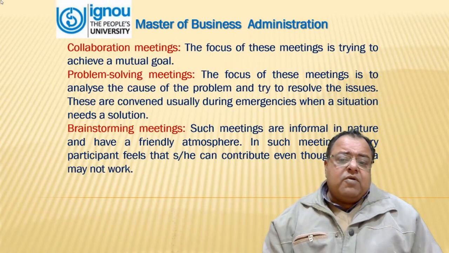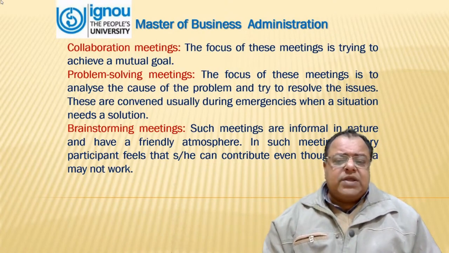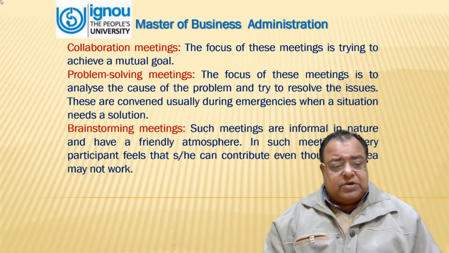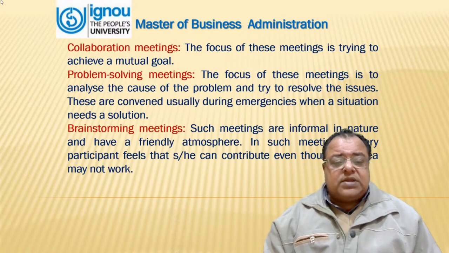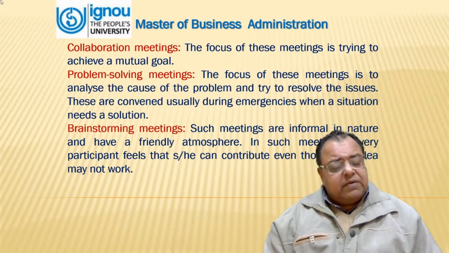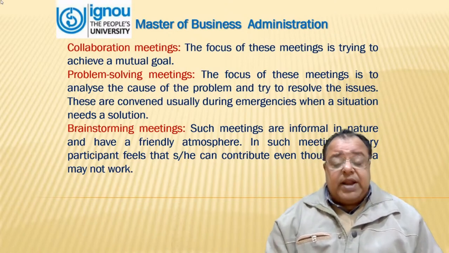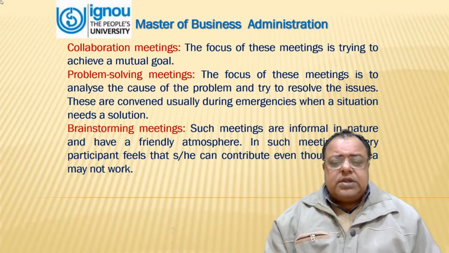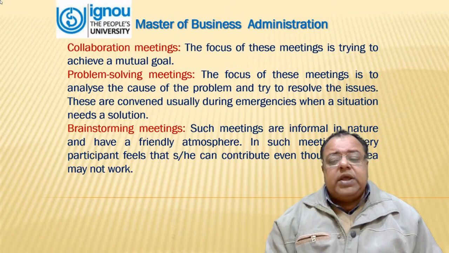Collaboration meeting. The focus of these meetings is trying to achieve a mutual goal. Problem solving meetings. The focus of these meetings is to analyze the cause of the problem and try to resolve the issues. These are convened usually during emergencies when a situation needs a solution. Brainstorming meeting. Such meetings are informal in nature and have a friendly atmosphere. In such meetings, every participant feels that he or she can contribute even though the idea may not work.